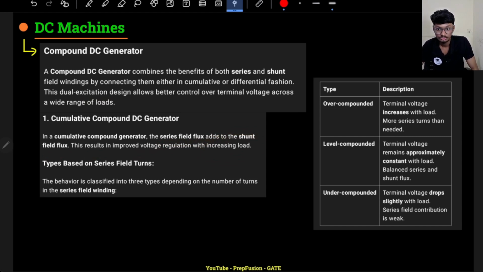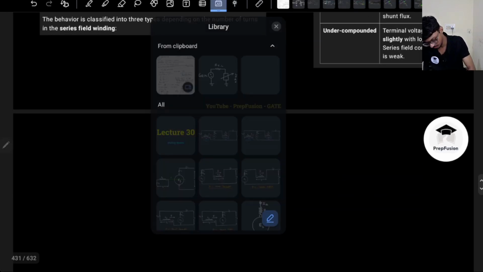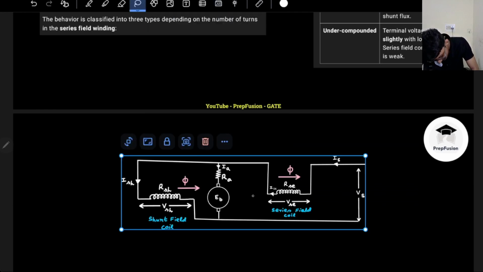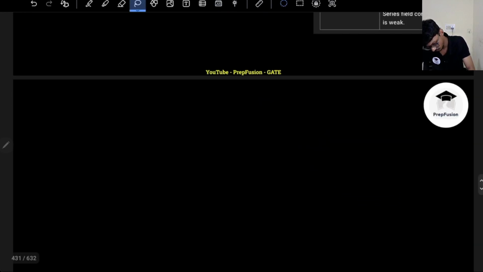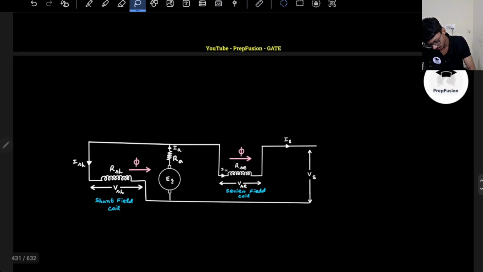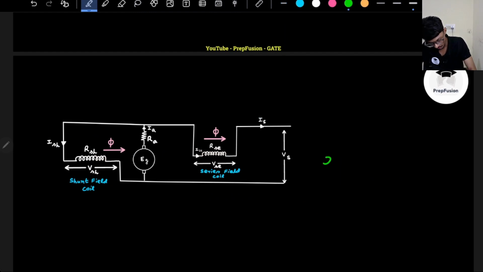If I just draw the cumulative compound generator, this is the motor. Both the fluxes are in the same direction. This is the cumulative compound generator. So overall the flux is equal to phi sh plus phi se, right?